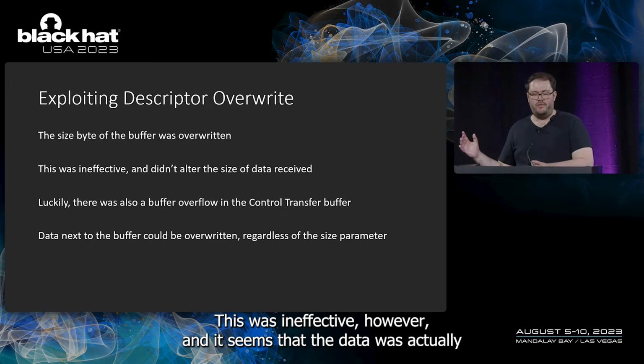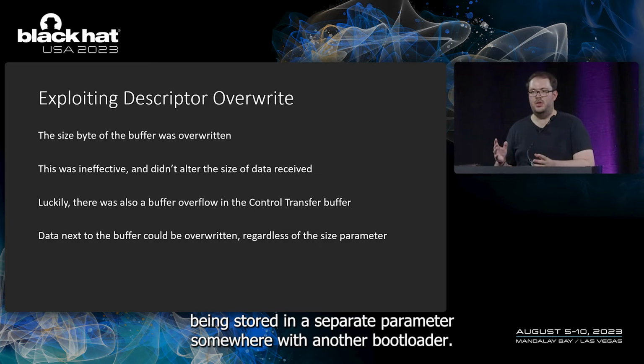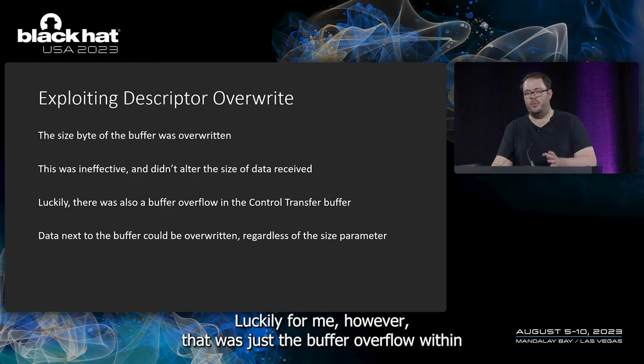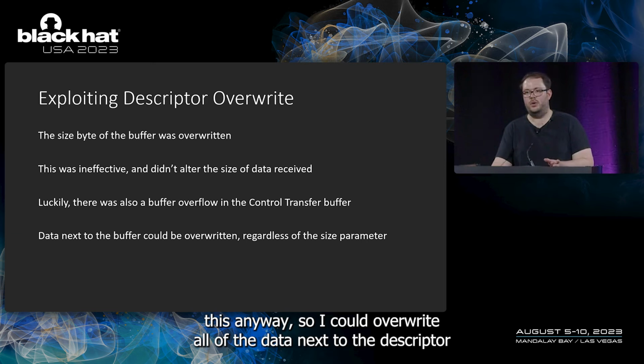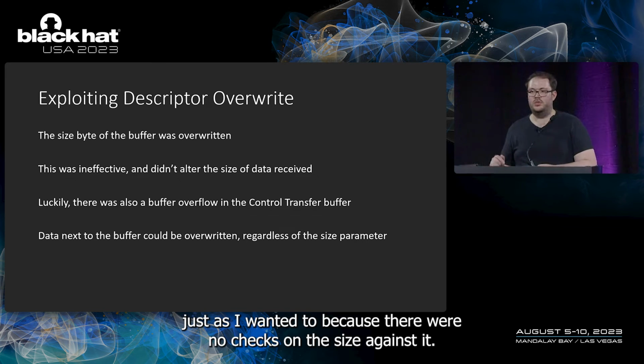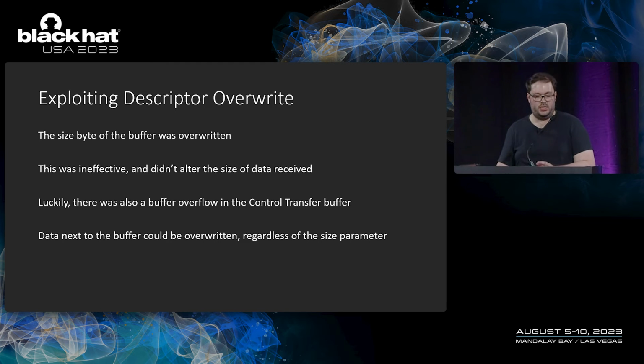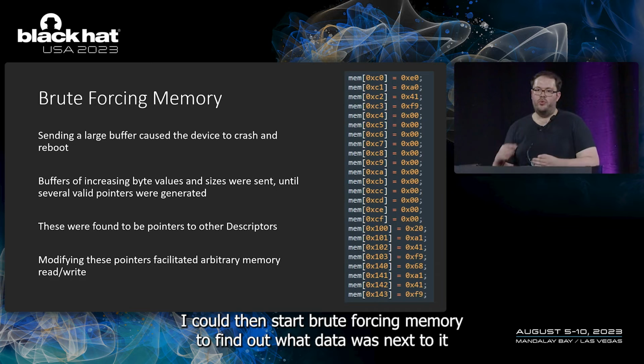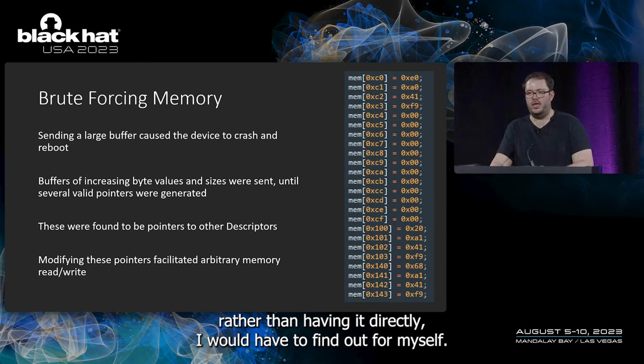This was ineffective, however, and it seems that the data size was actually being stored in a separate parameter somewhere within the bootloader. Luckily for me, however, there was just a buffer overflow within this anyway, so I could overwrite all of the data next to the descriptor just as I wanted to because there were no checks on the size against it. Because of this, I could then start brute forcing memory to find out what data was next to it. Rather than having it directly, I would have to find out for myself.